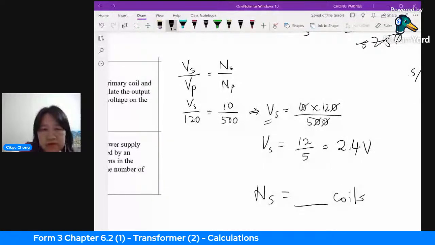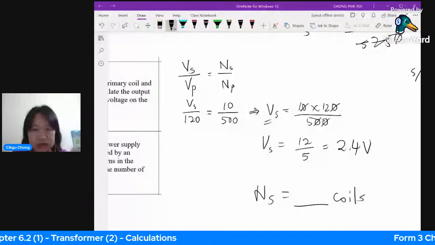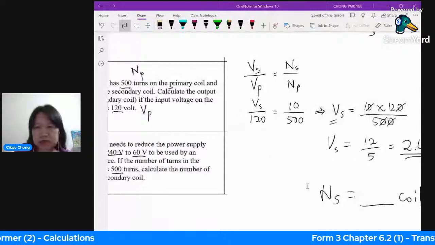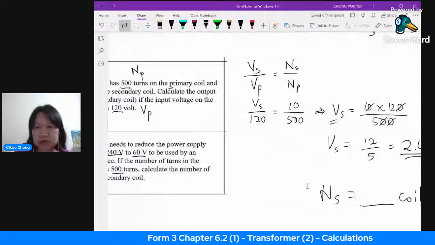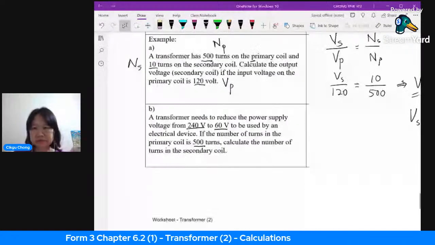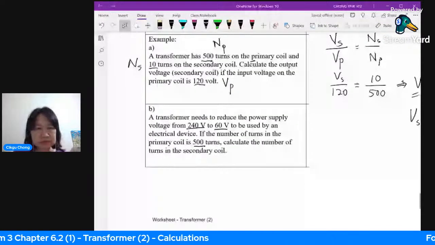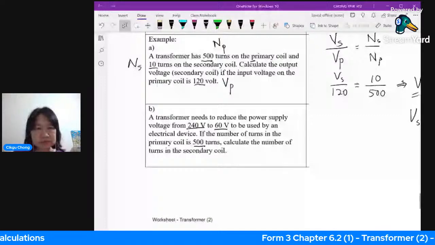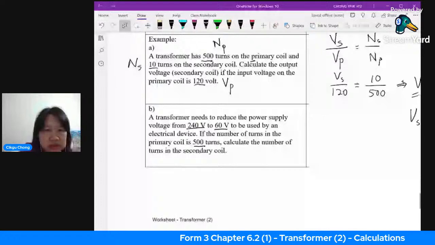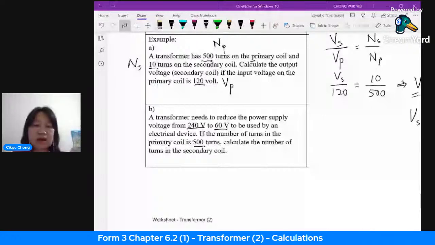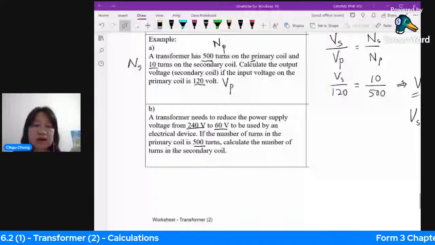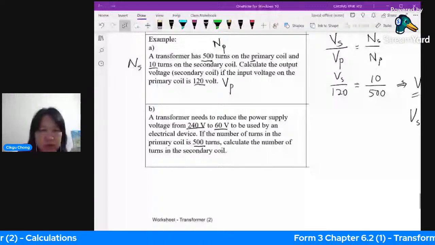Second one, I didn't drop this away. Go to the second one, and you let me know what times what divided by what. The transformer needs to reduce the power supply voltage from this to this. These are two values given to you, definitely it's voltage. The number of turns in the primary coil is 500. You have to calculate what first? Find out what you want to calculate: the number of turns in the secondary coil.